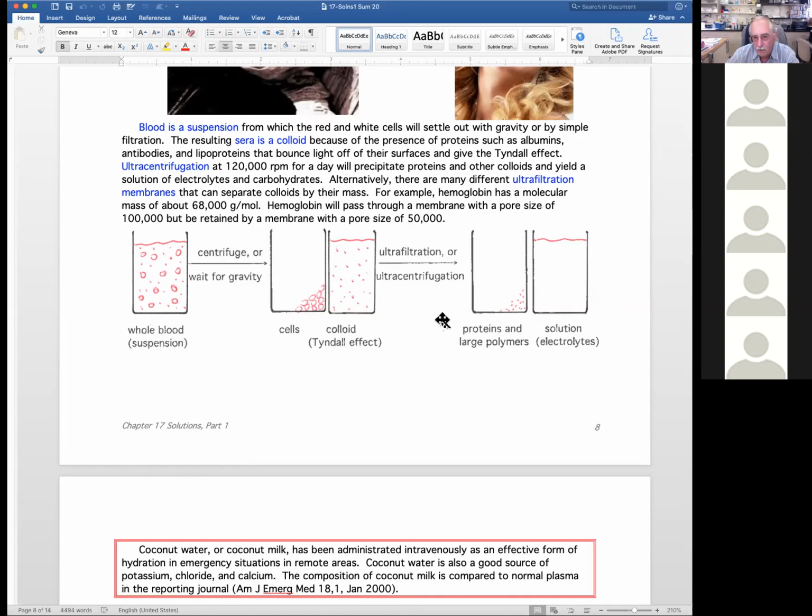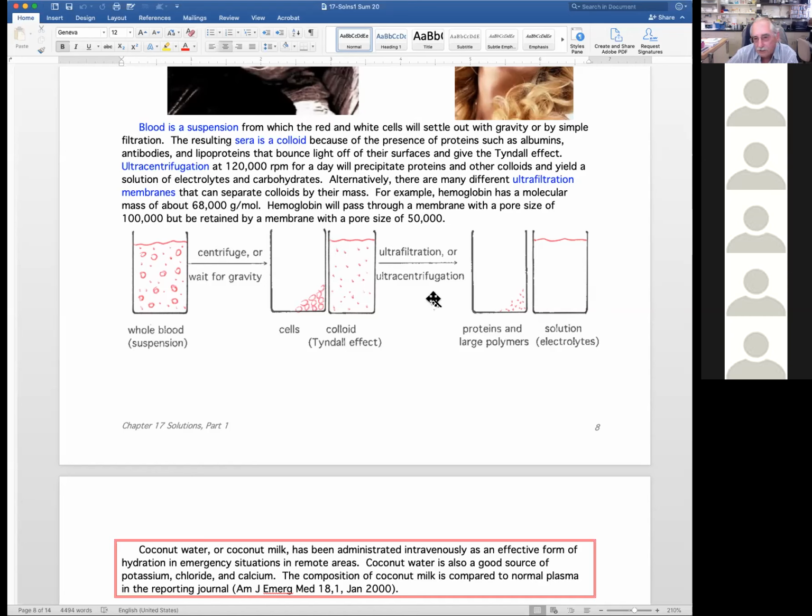We have an ultracentrifuge on the 7th floor. I forget how fast it goes, something like 120,000 RPM. And if I want to precipitate a protein out of there, I may have to run it for half a day. I could run it for several days. I'm going to get the proteins and everything else to precipitate out.